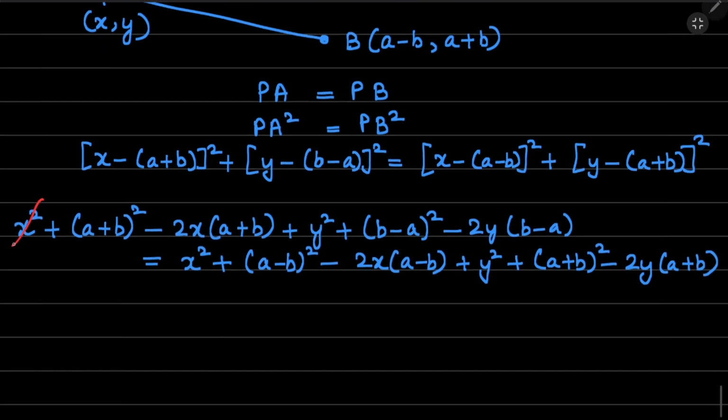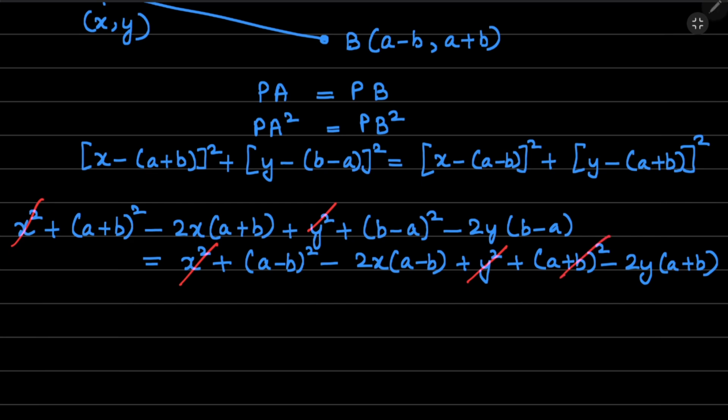A lot of things would get cancelled. X squared from either side, y squared will get cancelled. And anything else that would get cancelled? (a minus b) the whole squared.